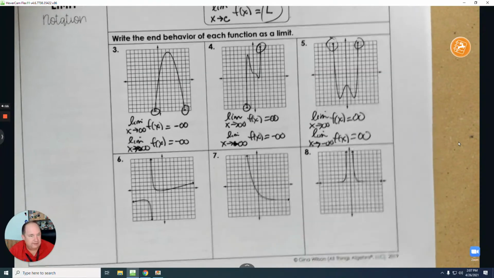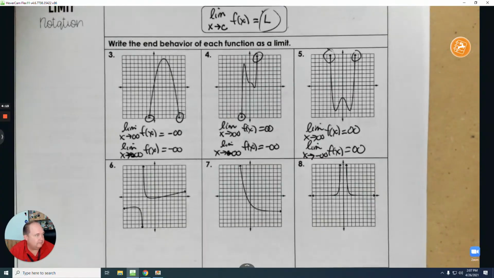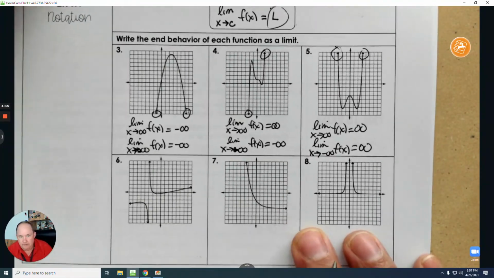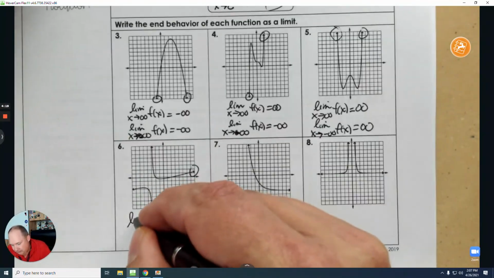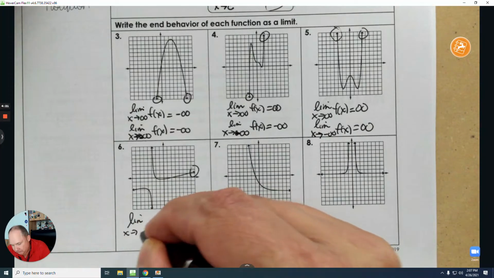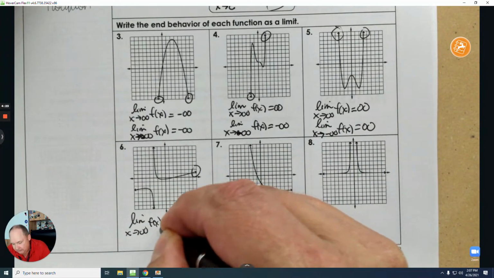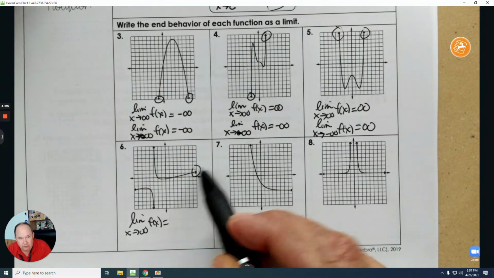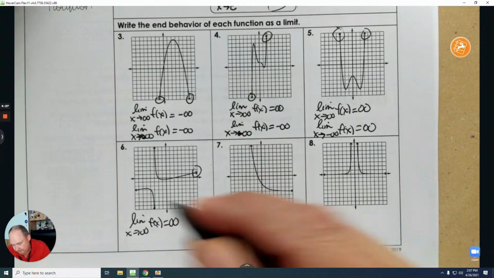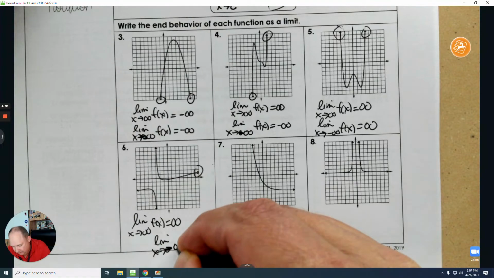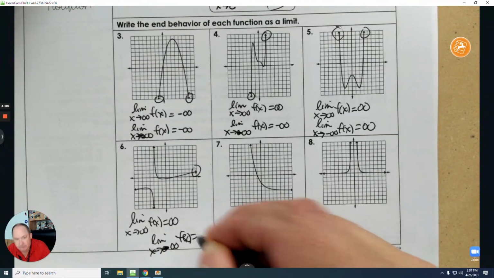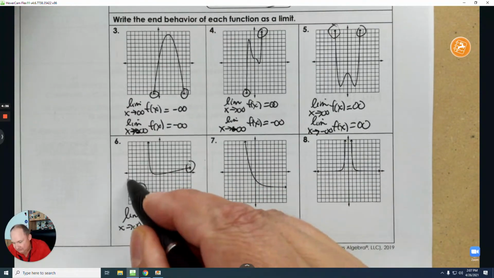Number 6 and 7. So where's the right end going? The limit as x approaches infinity of f of x. The right end is going up. The limit as x approaches negative infinity. The left end here is going down.